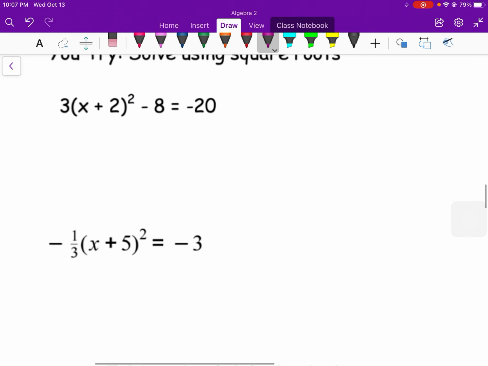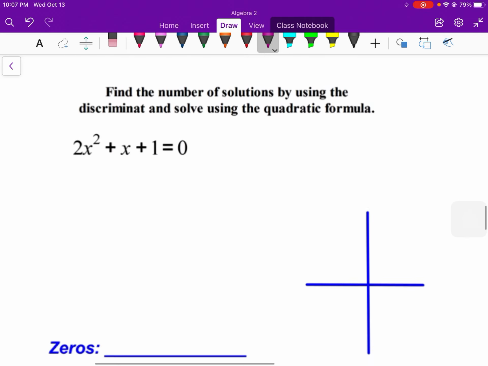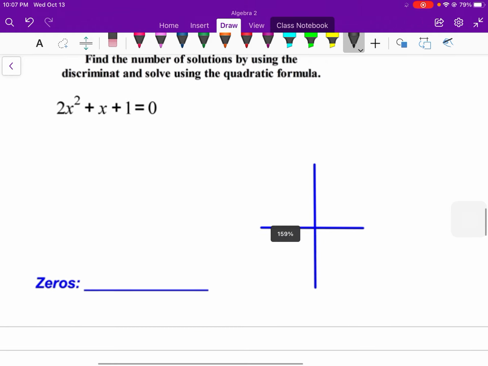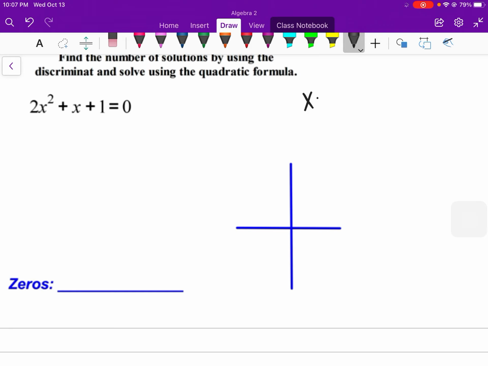So you can try a few. Okay, find the number of solutions by using the discriminant and then solve using the quadratic formula. So first of all, the quadratic formula is x equals negative b plus or minus the square root of b squared minus 4ac all over 2a.